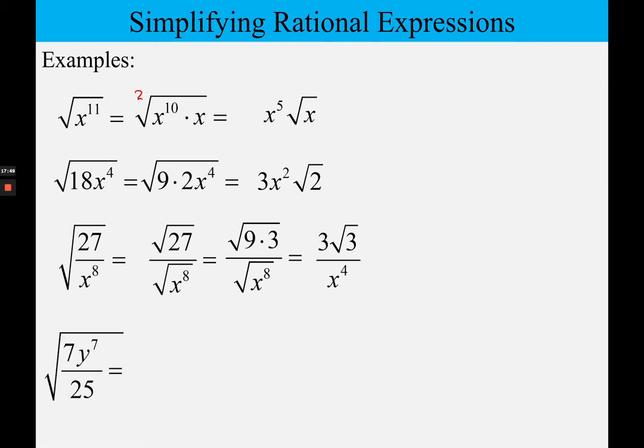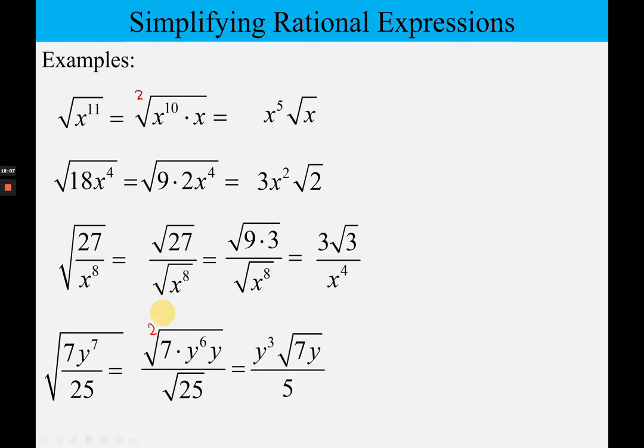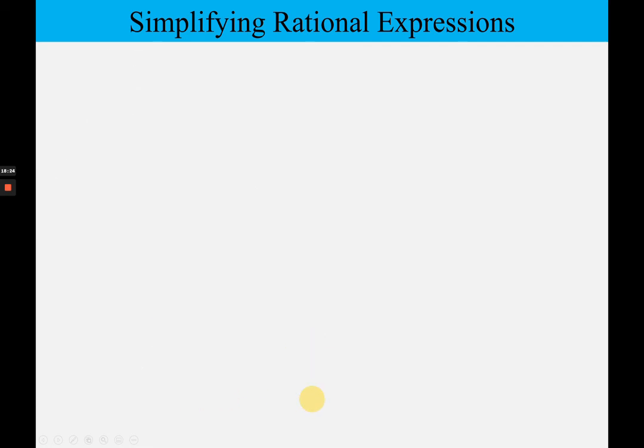Next, by the quotient rule, we will separate them. Square root of 7 does not change. Splitting y to the 7, factoring it into y to the 6 and y to the 1. y to the 6 becomes y cubed after simplifying it with the power over root rule. 6 divided by 2 is 3. Only the y to the power of 6 is simplified into y cubed. The rest on top is left unchanged, 7y. Square root of 25 is 5.